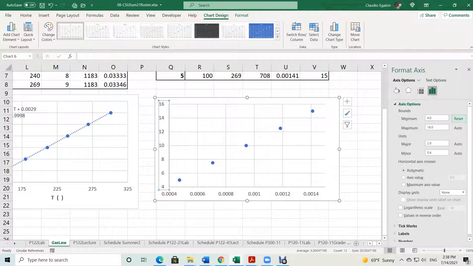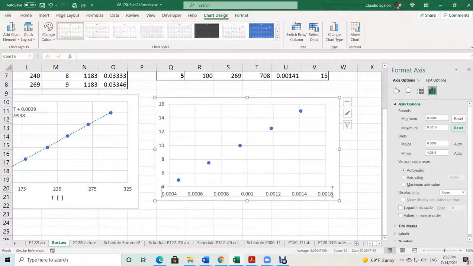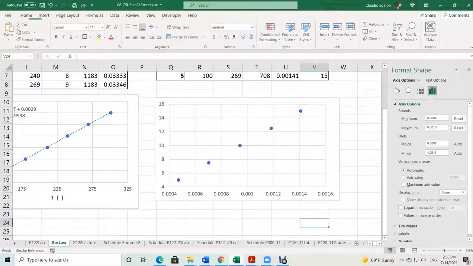We have 11 difference. No, I don't like that. It looks like we've got to do 4 here in the horizontal. It looks like we're better off to go to 16 instead of 15. Yeah, that's better, because we can have evenly spaced.